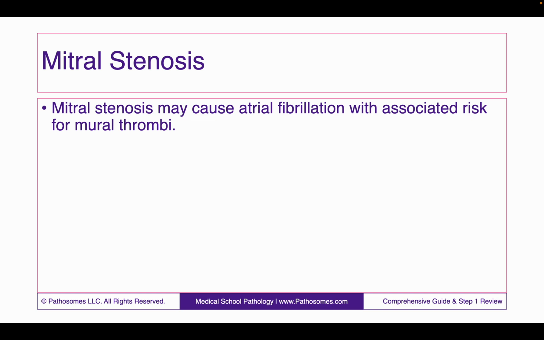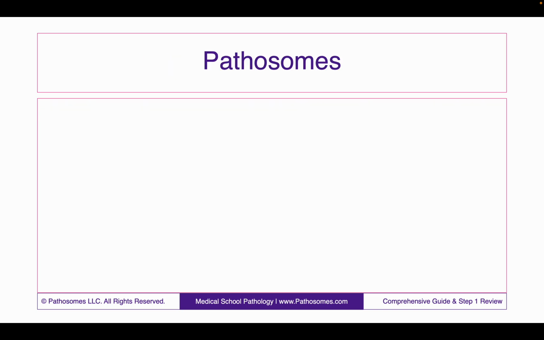Mitral stenosis may cause atrial fibrillation with associated risk for mural thrombi, right? Because with that fibrillation, you get non-laminar flow, and that causes potential clots to form and then build up where the flow is disrupted, leading to a mural thrombi.